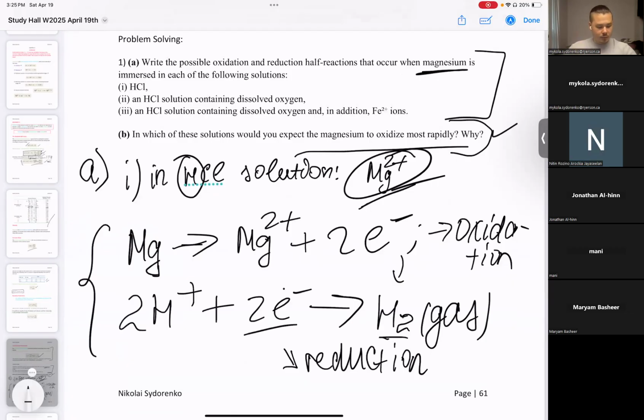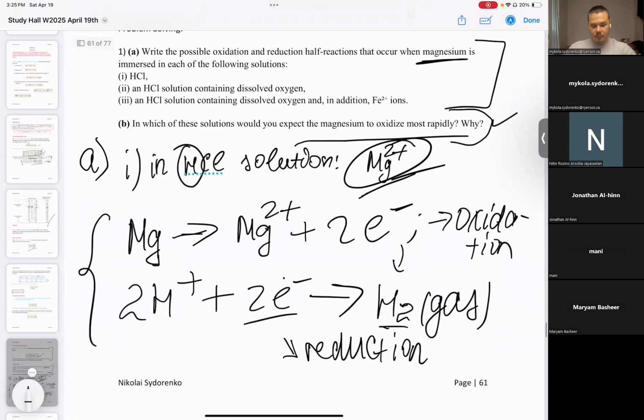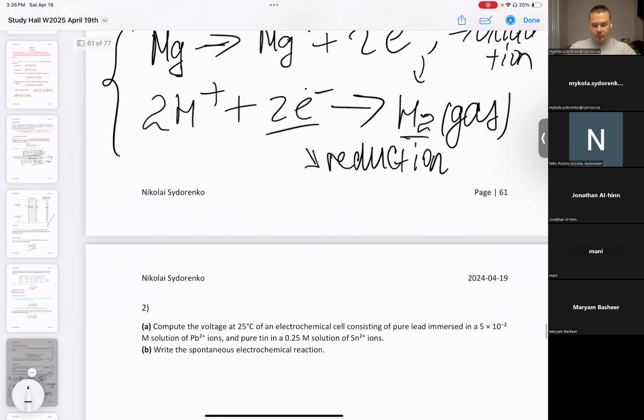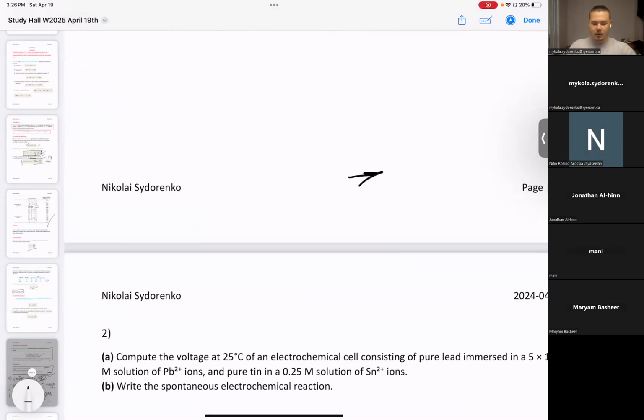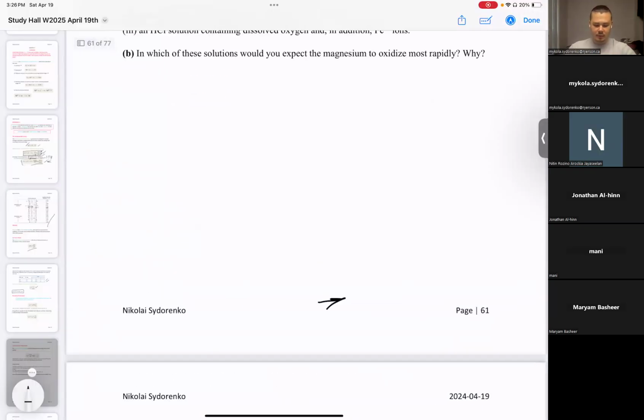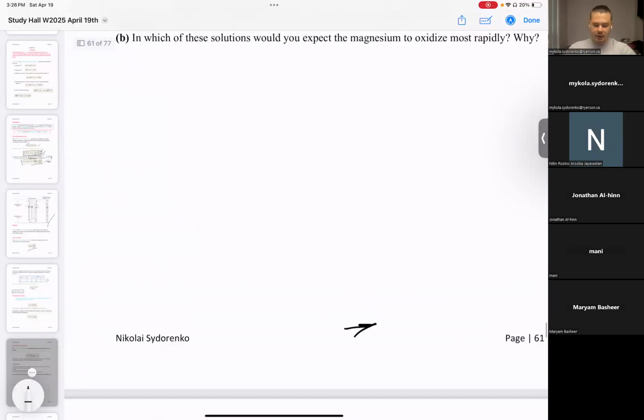Now for part two, it says that we have a dissolved oxygen. So what's going to change in part two is the first oxidation reaction is going to stay the same. Oh God, did it just disappear? Oh my God, I hate PDF. I apologize, guys.